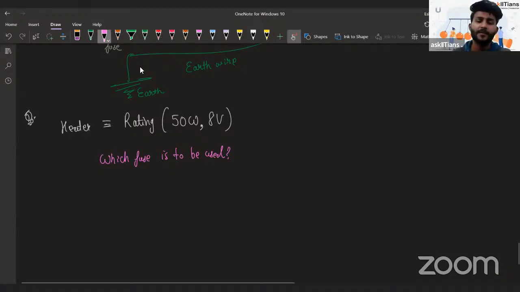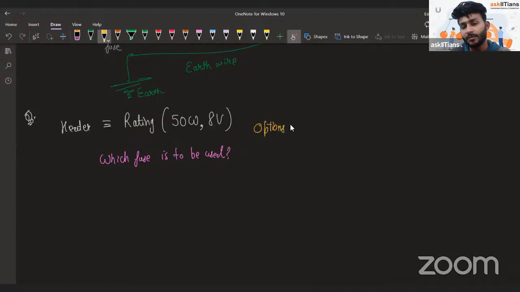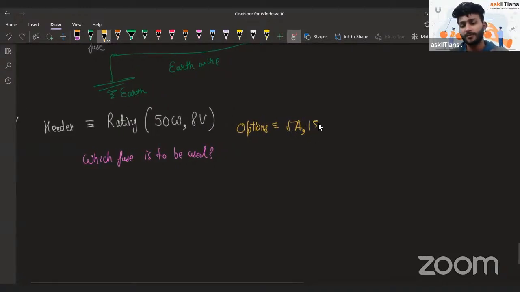So we are saying we have given you two options. You have the option of using either of these two only, 5 ampere and 15 ampere. Which one of these will you use?